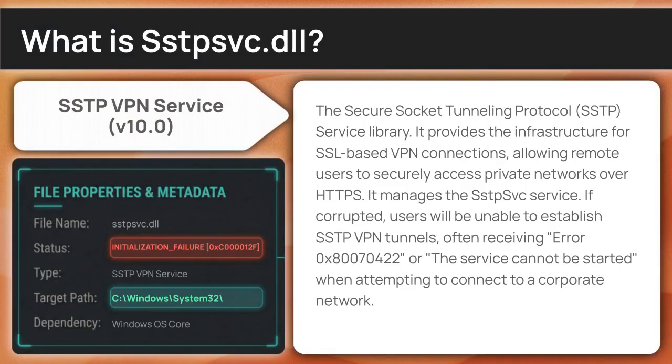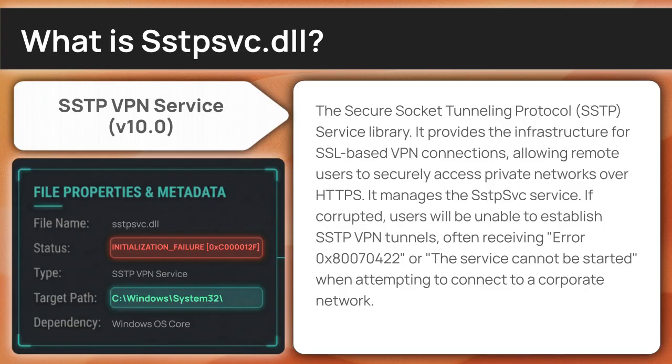It provides the infrastructure for SSL-based VPN connections, allowing remote users to securely access private networks over HTTPS. It manages the Sstpsvc service. If corrupted, users will be unable to establish SSTP VPN tunnels, often receiving error 0x80070422, or the service cannot be started when attempting to connect to a corporate network.